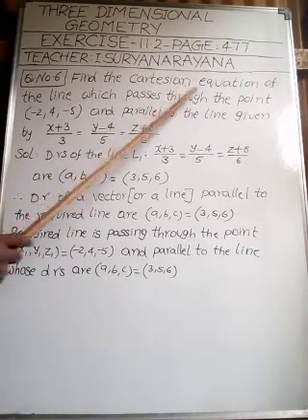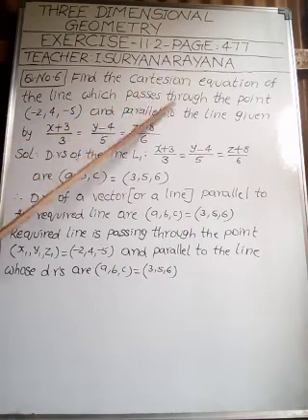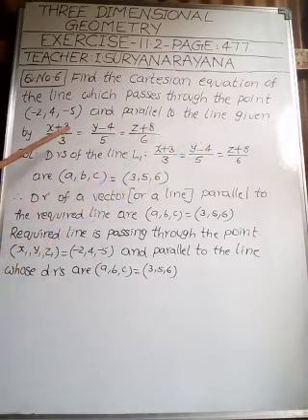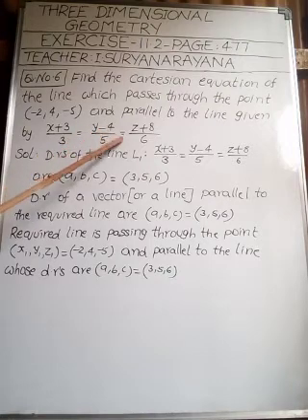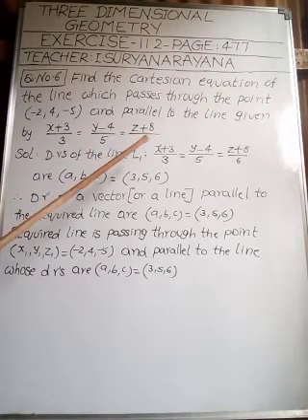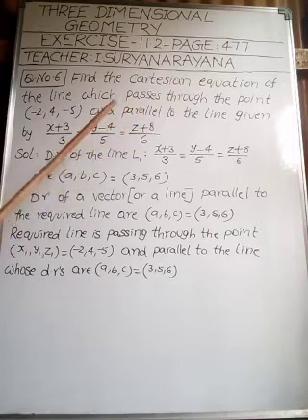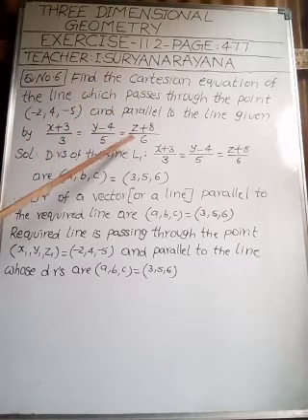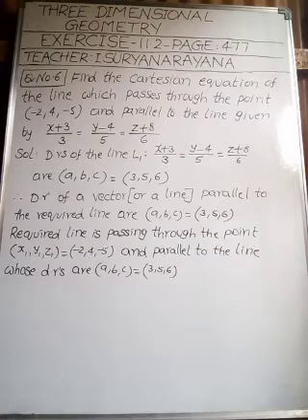Find the Cartesian equation of the line which passes through the point minus 2, 4, minus 5 and parallel to the given line x plus 3 by 3 is equal to y minus 4 by 5 is equal to z plus 8 by 6. Understood this question, my children? The required line is passing through this point and the line is parallel to this line. Okay, my children? So to find the equation of a line, what should we need? Yes, a point on the line and the direction ratios of a line which is parallel to the given line.